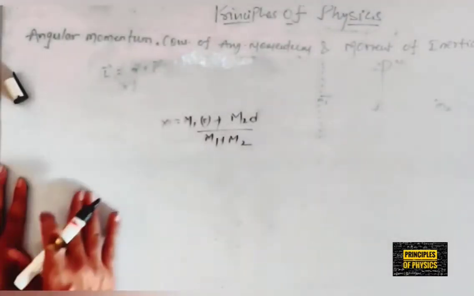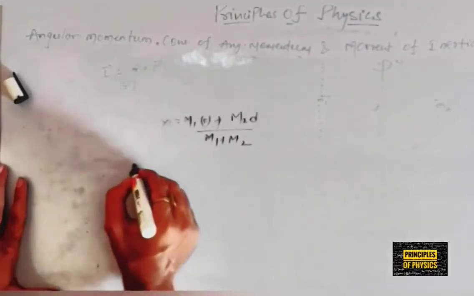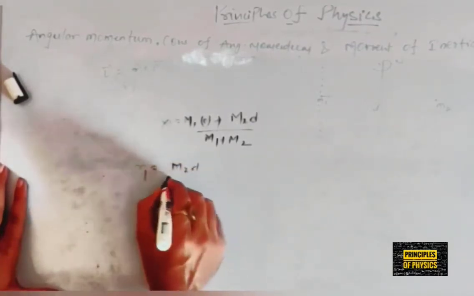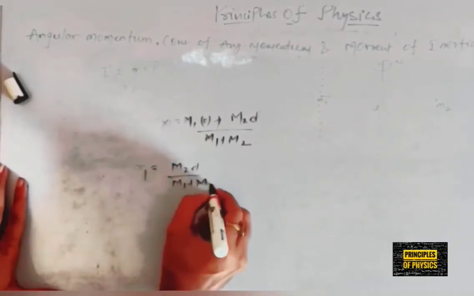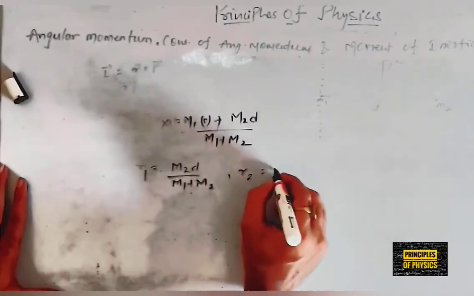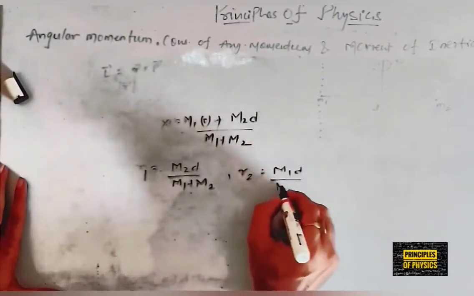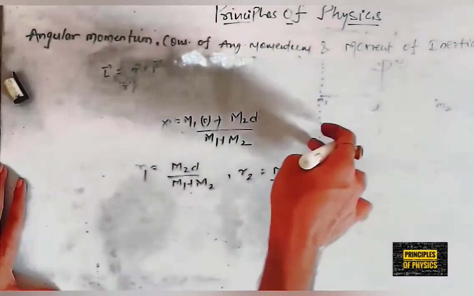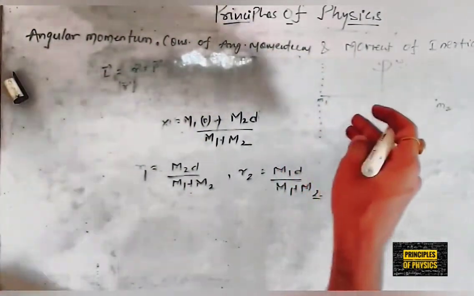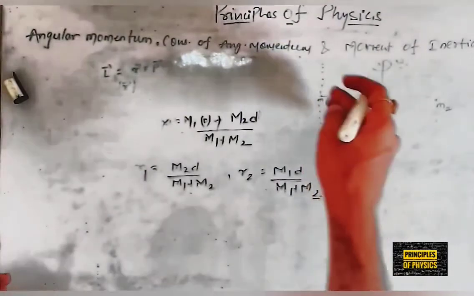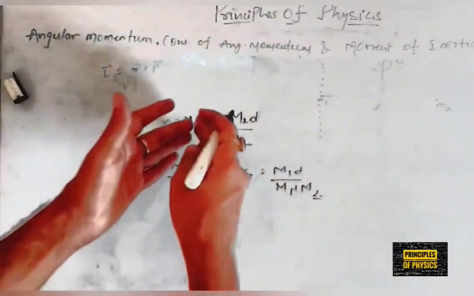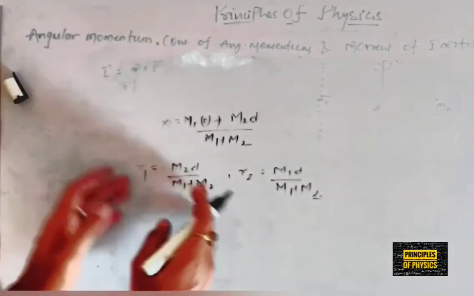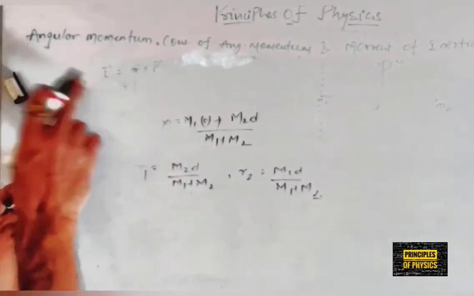So by the formula we can say that r1 is equal to m2d upon m1 plus m2, and r2 equals to m1d upon m1 plus m2, as we have taken the reference at the point m1, so the distance of the point m1 to the origin must be 0. Hence r1 and r2 we have derived. Now we will put this in the formula to find the angular momentum of the system.